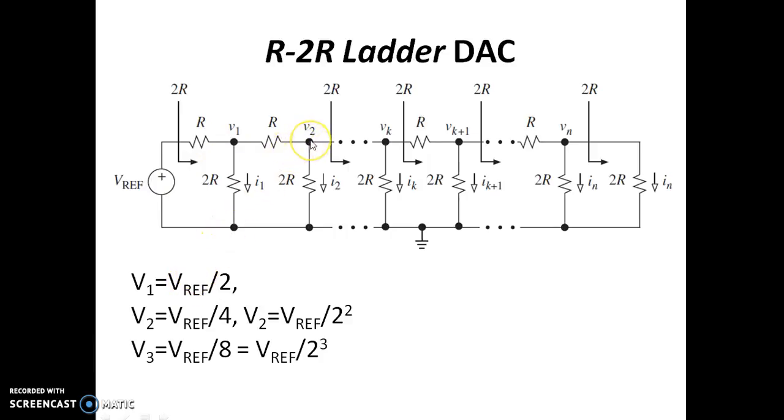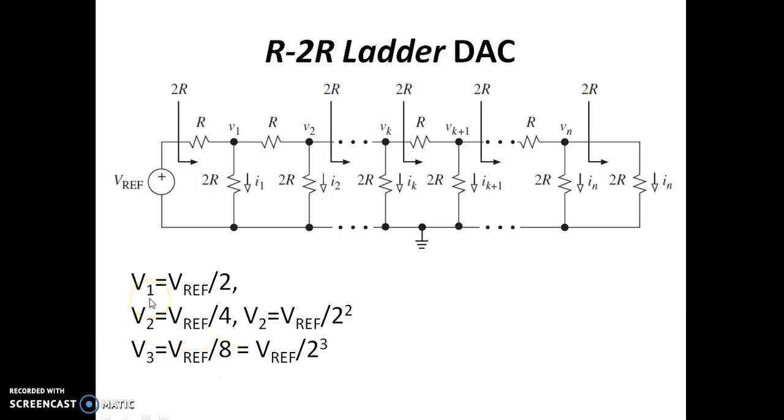Now the voltage at V2 happens to be half of V1. Since V1 is V reference by 2, naturally V2 is V reference by 4, because V2 is V1 by 2. So we are going to have V2 as half of V1, which is exactly 1/4 of V reference. Similarly, suppose we consider this as V3, V3 will be half of V2. Since V2 is 1/4 of V reference, V3 becomes V reference by 8.